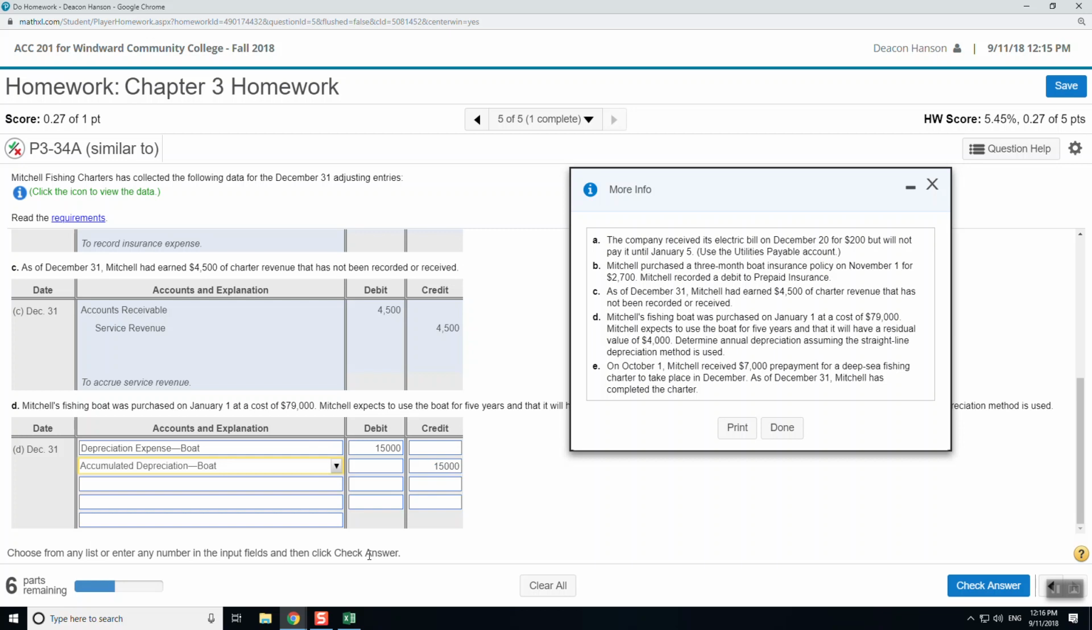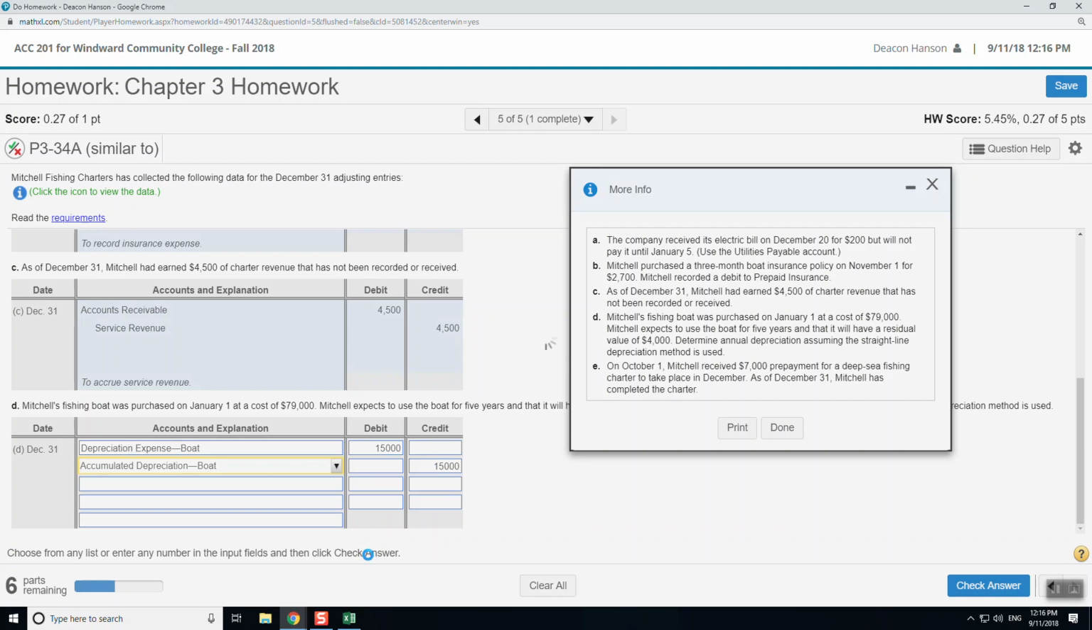So contra asset is working contra to what an asset would do. But notice it's paired with an asset. Okay, so that accumulated depreciation is really going to be paired with the boat's cost. Now remember this. The difference between the cost and the accumulated depreciation is the book value of the boat. That's what we call book value.